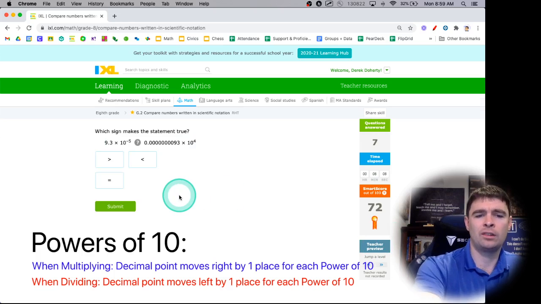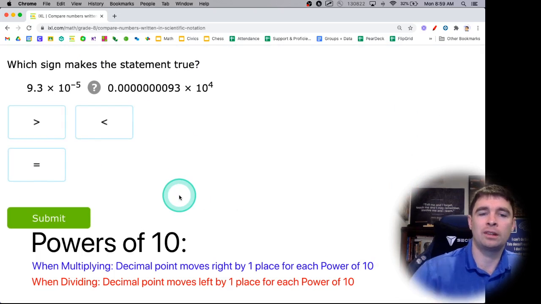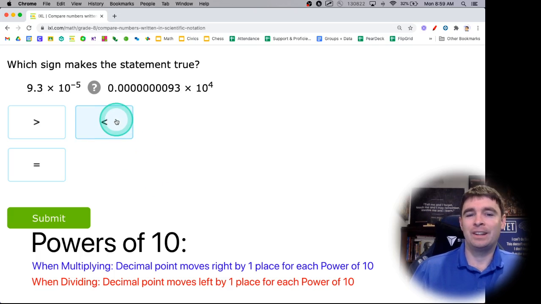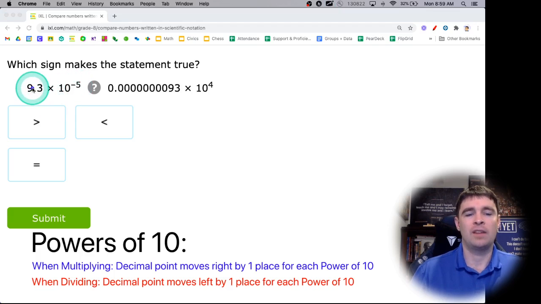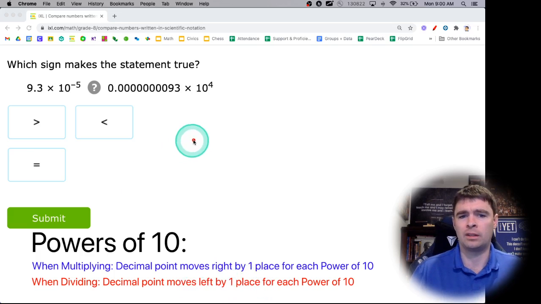So not quite the challenge zone, but here we see a little more difficult because they've... Ooh, quite a bit more difficult. This one's 9.3 times 10 to the negative fifth. So I'm going to go ahead and take that number and convert it to standard form to see what it looks like. I have 9.3 times 10 to the negative fifth. When we divide, and that's what a negative exponent means, divide. When we divide by powers of 10, the decimal moves left.